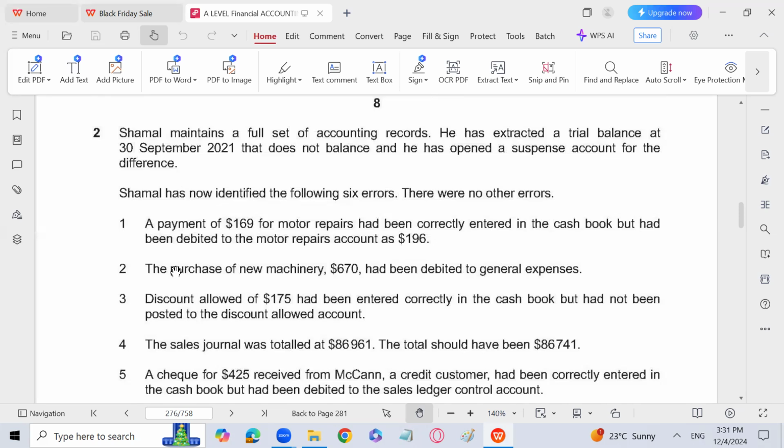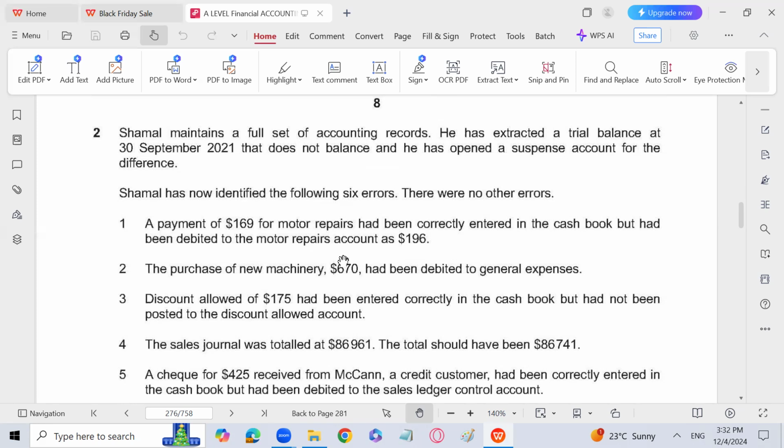Let's start. A payment of 169 for motor repair had been correctly entered in the cash book, but had been debited to motor repair account as 196. First of all, motor repair is an expense. Expense always debit. I have to debit motor repair, which has been paid, 169, but I have debited motor repair with 196. This error is called a transposition error. You can also call it an error of original entry.